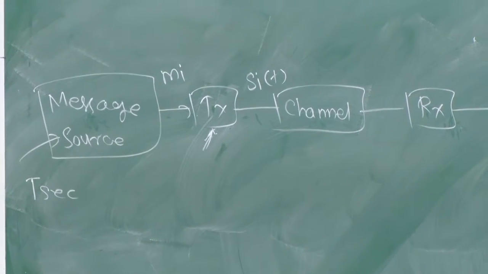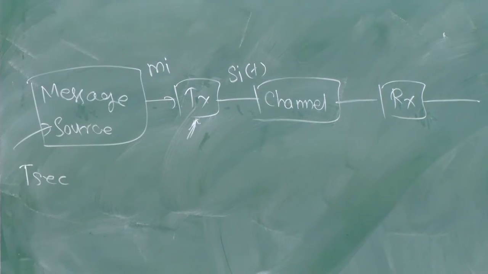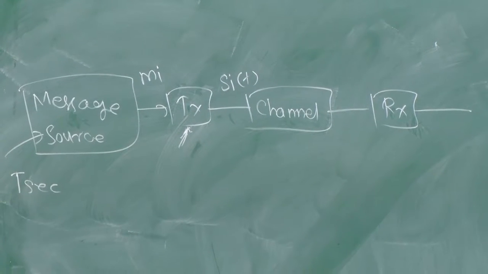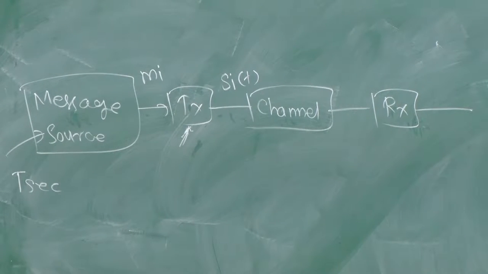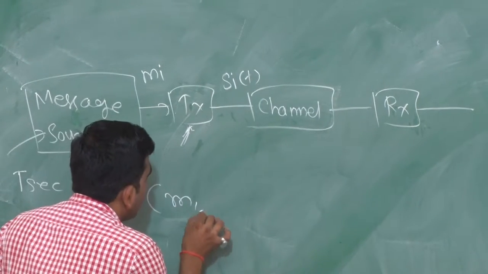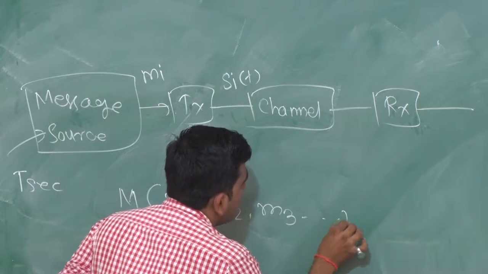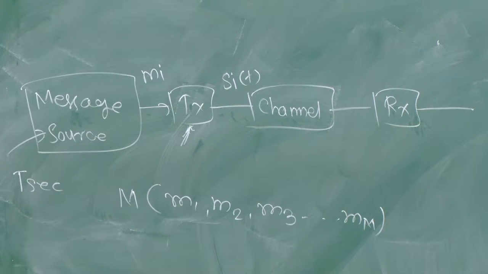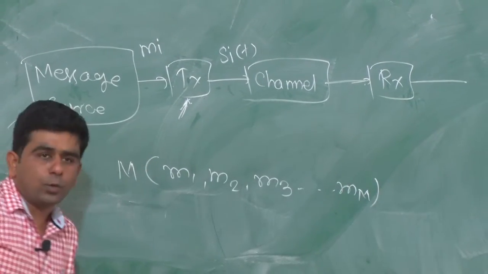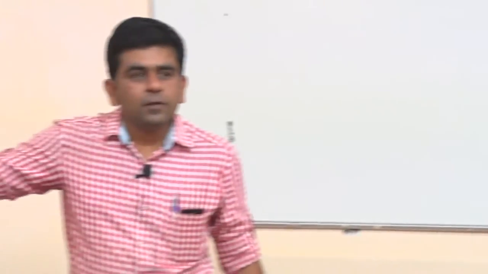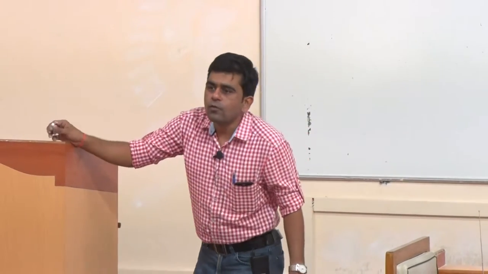These symbols, write down, belong to alphabet capital M: m1, m2, m3 up to mM. Next point: symbols are equally likely, probable. When we consider two symbols 0 and 1, that means we are sending 0 and 1 with equal probability, with a probability of 0.5.